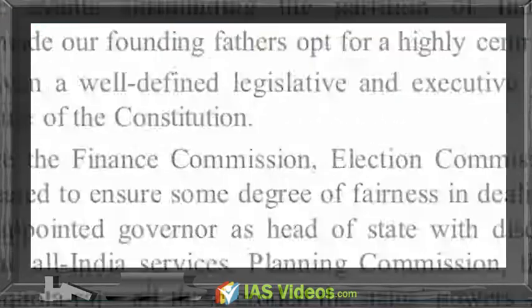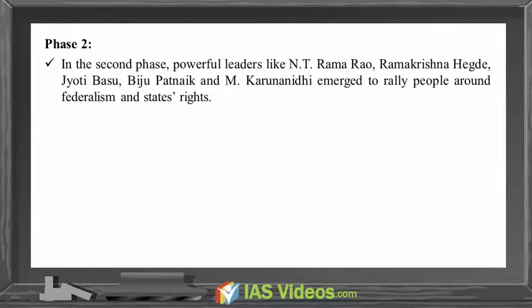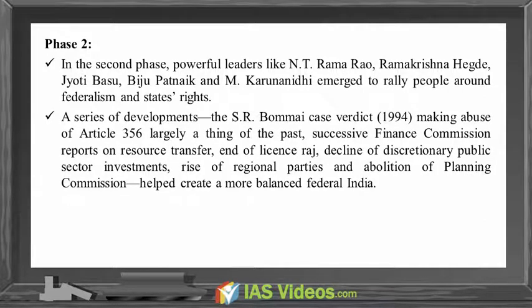Phase 2. In the second phase, powerful leaders like N. T. Rama Rao, Ramakrishna Hegde, Jyoti Basu, Biju Patnaik and M. Karunanidhi emerged to rally people around federalism and states' rights. A series of developments, the S.R. Bommai case verdict of 1994, making abuse of Article 356 largely a thing of the past, successive Finance Commission reports on resource transfer, end of license Raj, decline of discretionary public sector investments, rise of regional parties and abolition of Planning Commission helped create a more balanced federal India.